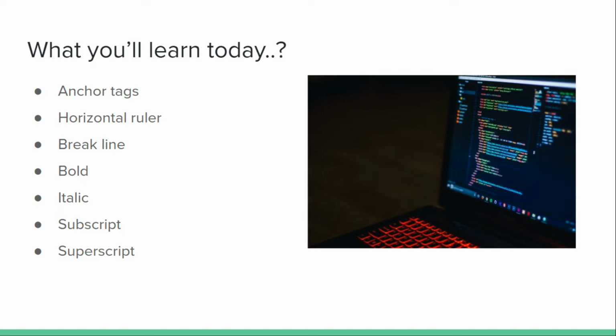Next, horizontal ruler. Now, for separating your content from the previously written content on the same web page, you might want to use some simple rulers, some simple thin lines that may differentiate your content. That's when the horizontal ruler comes into picture. Next, break line. Now, you may want to bring your content onto the next line of the previously written content. That's when we use the break line.